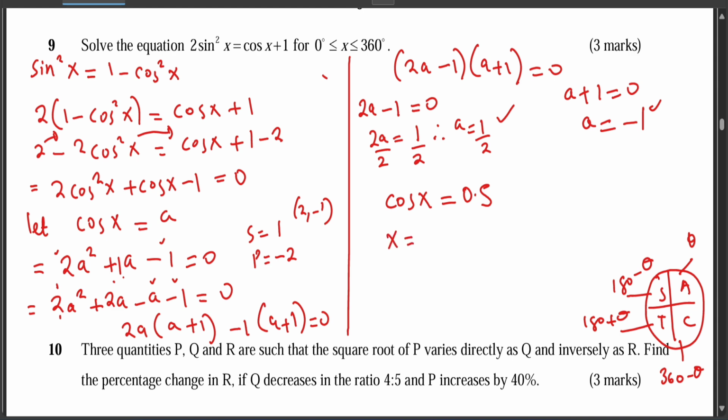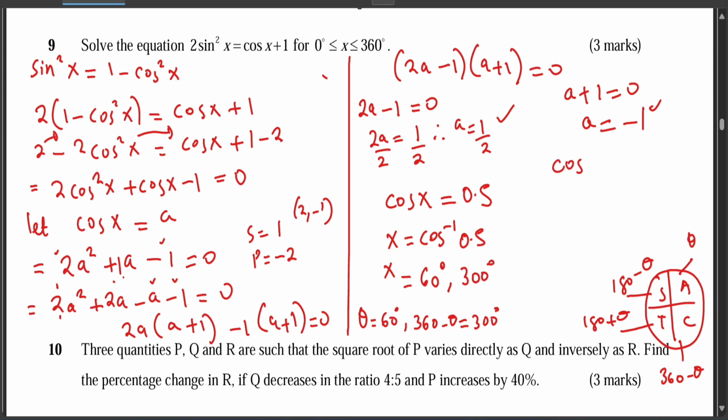For you to find x, utafanya cos inverse sasa ya 0.5. Na cos inverse ya 0.5 ni ngapi? Cos inverse ya 0.5 ni 60. So theta yako ni 60. Sawa? So uko na theta ambao ni 60. The first angle, the other angle ni 360 minus theta, which is 360 minus 60 ambao ni 300 degrees.